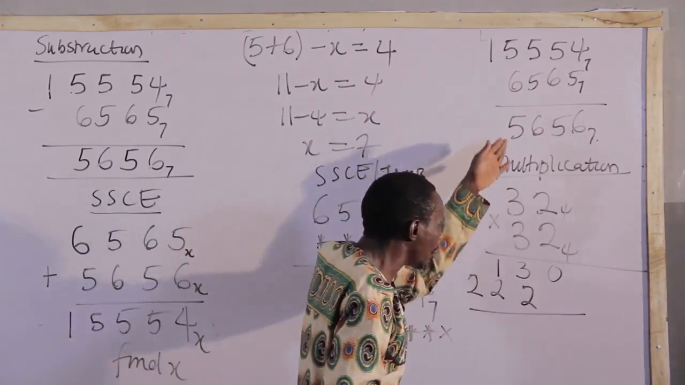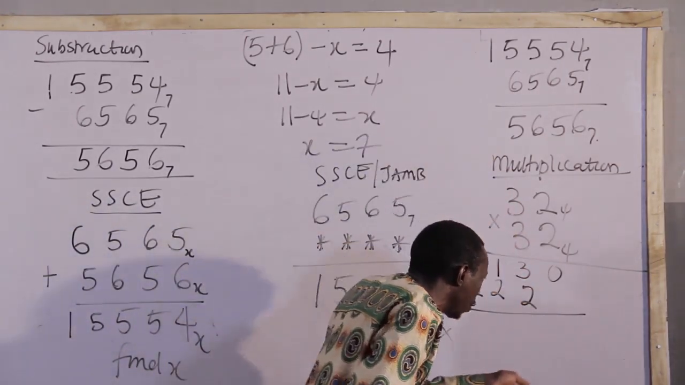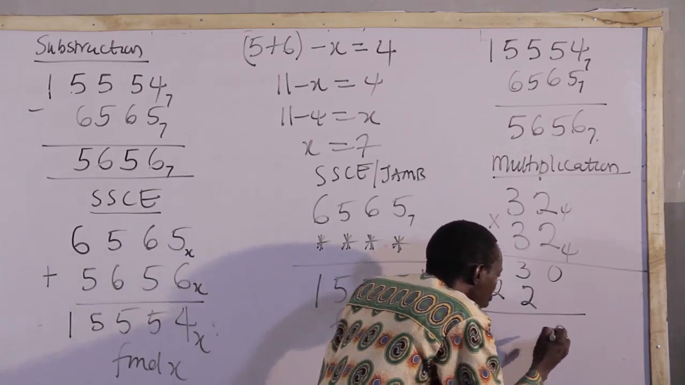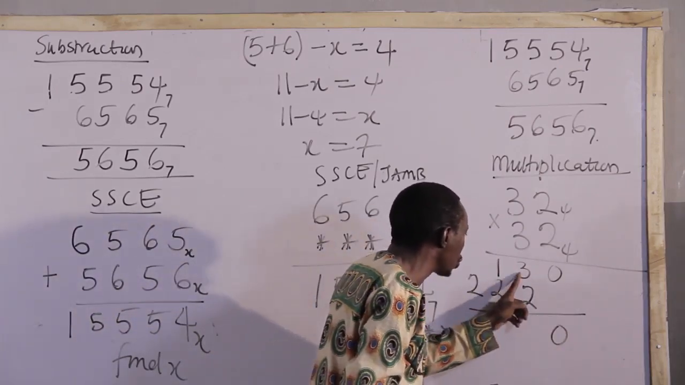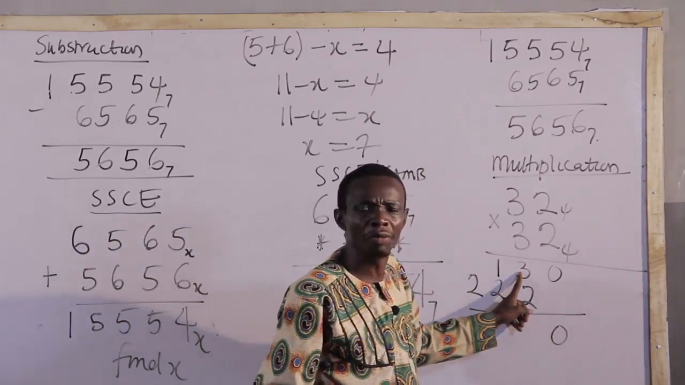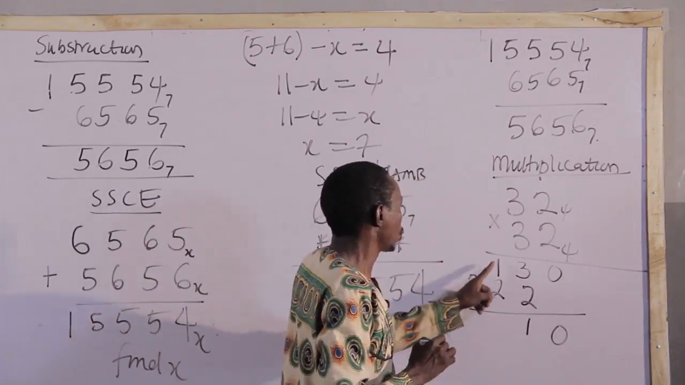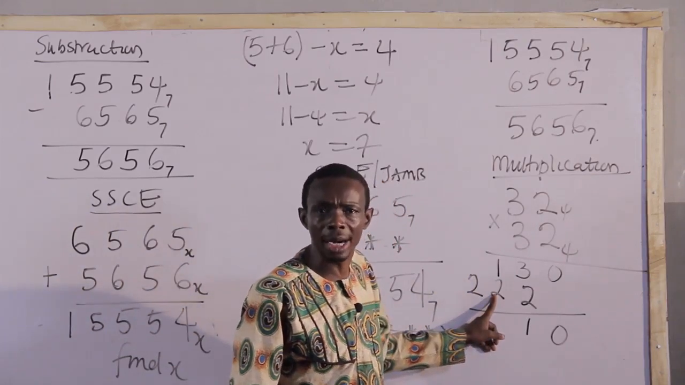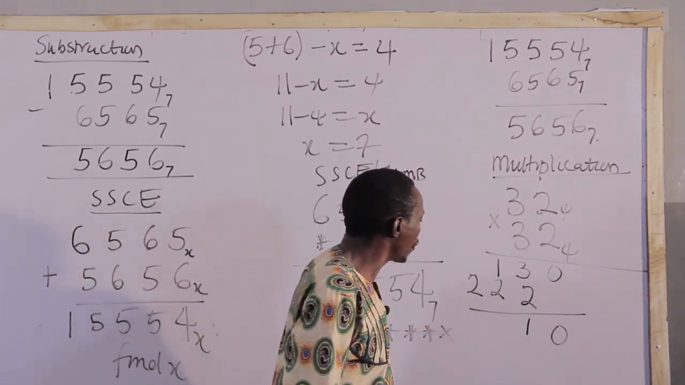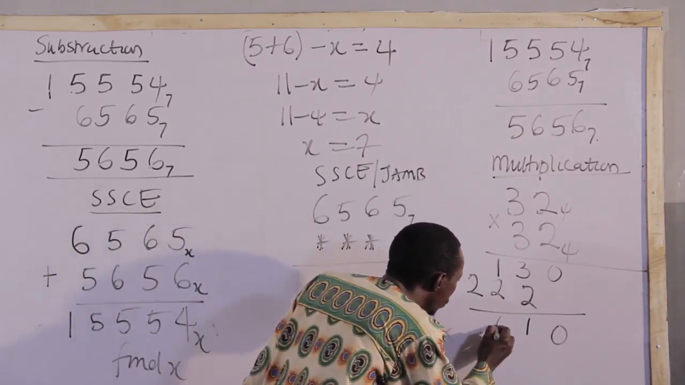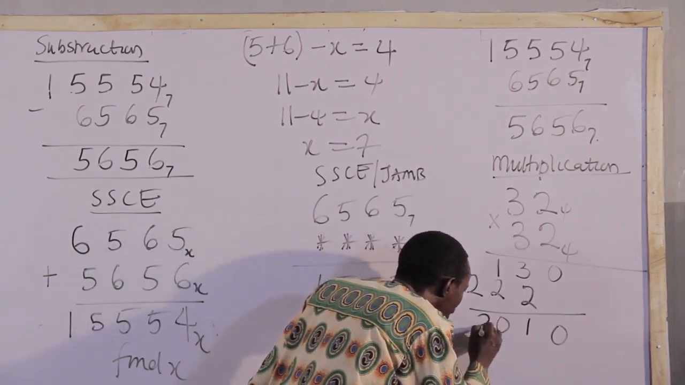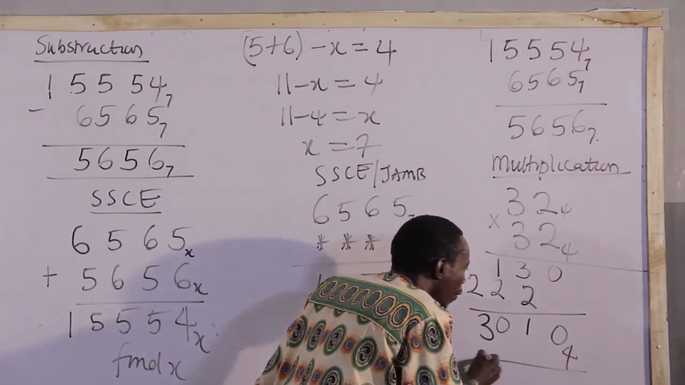Now I want to do my addition. My addition will also be in base 4. 0 plus 0, 0. It's not up to 4. 2 plus 3 is 5. 4 can go in 5 once, remainder 1. I carry 1. 2 plus 1 is 3, plus the 1 I carry is 4. 4 can go in 4 once, remainder 0. The 1 I carry is now added to 1. That will be 3010 base 4.